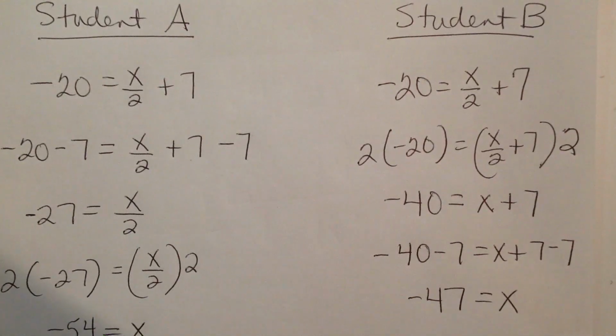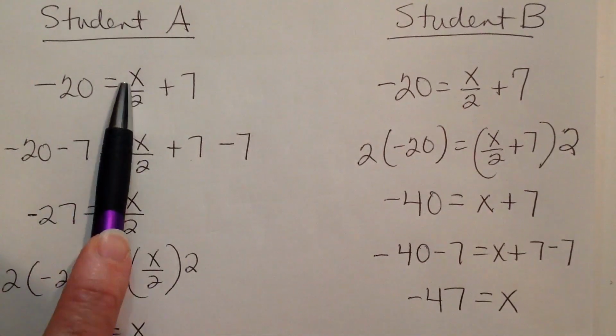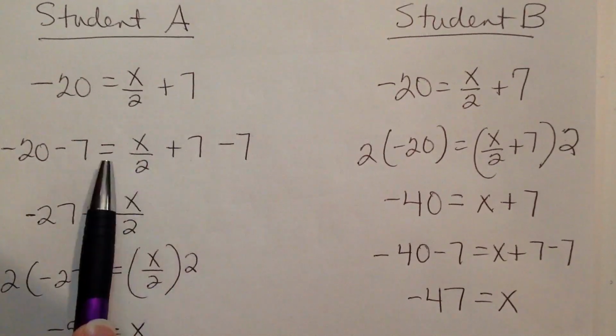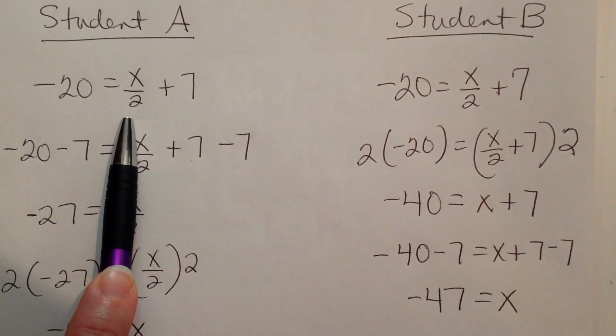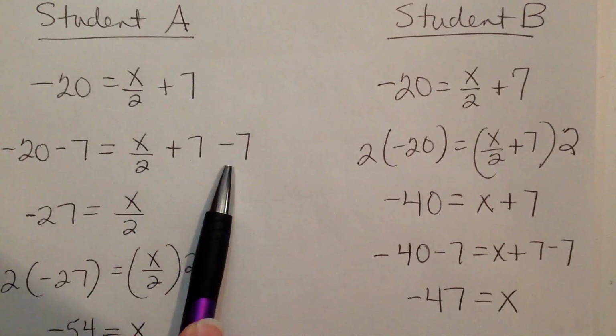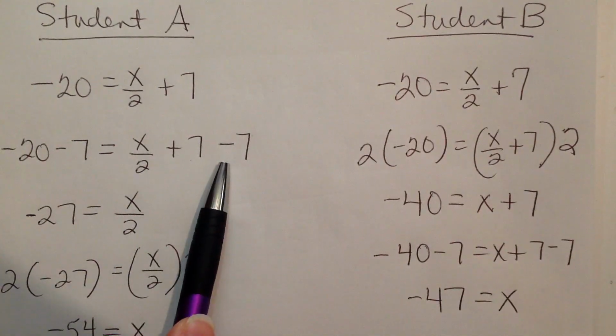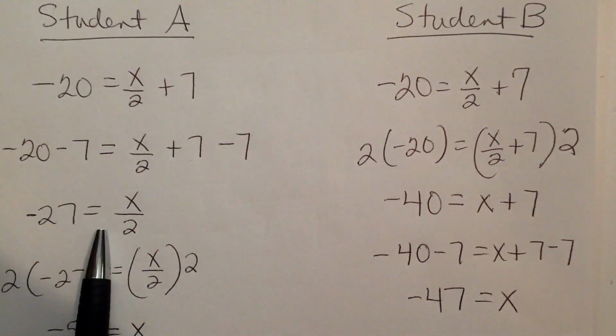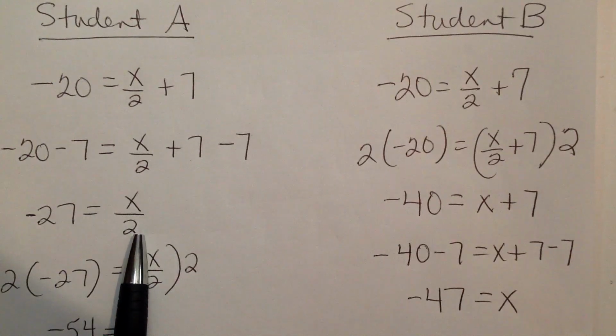So let's look at student A's work. -20 equals x divided by 2 plus 7. This student isolated the variable term by subtracting 7 from both sides. So -20 minus 7 was -27 equals x divided by 2.